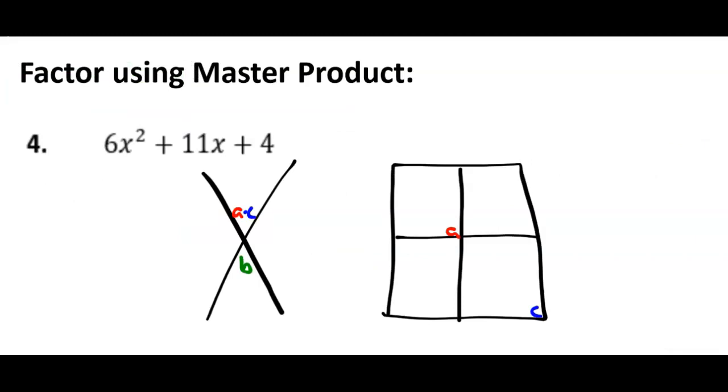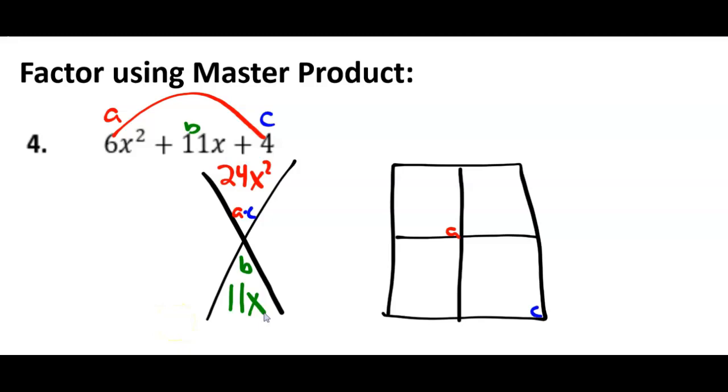So I know that I've got 6x squared plus 11x plus 4. Okay, I can identify my A, my B, and my C. Now I'm going to multiply my A times my C. When I do that, what do I get? 6 times 4 is 24, and then I've got an x squared. And what is my B? Well, my B is 11x. Great. So both of these are positive.